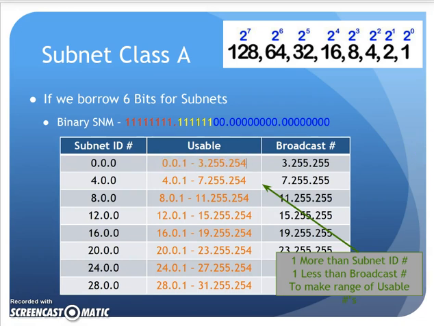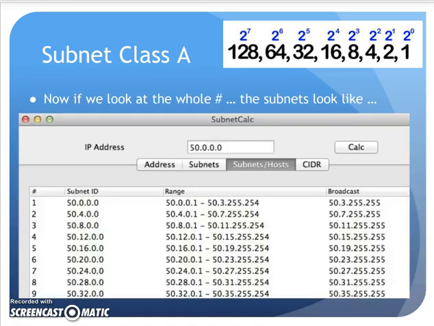That's it. That's all I need to do for my Class A. Again, I was just working on the last 3 octets. If I use an application, it's going to show me all 4 octets. So 50.0.0.0, 50.4.0.0, 50.8.0.0, 50.12.0.0, and so forth. And then up here in the usables, 50.0.0.1, 50.4.0.1, 50.8.0.1, and so forth. Okay? And that's what a Class A looks like. That's all there is to it.